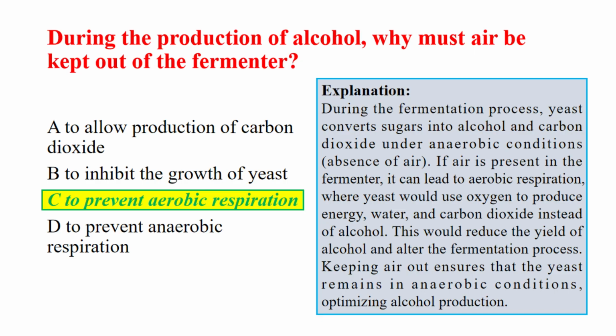Without air, yeast performs anaerobic respiration, which produces alcohol. So, preventing anaerobic respiration would be counterproductive. To sum it up, the reason we keep air out of the fermenter is to prevent aerobic respiration and ensure that yeast can efficiently produce alcohol through anaerobic respiration.